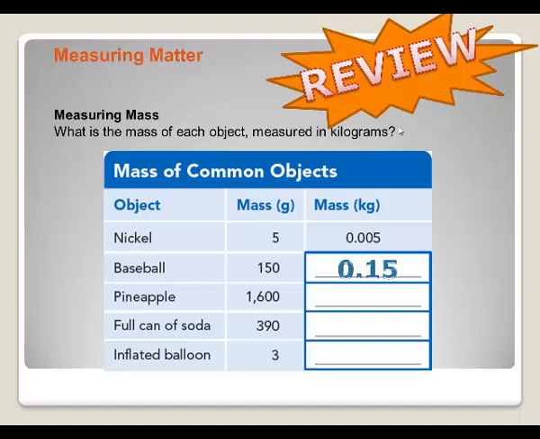Let's go down to pineapple. Give pineapple, a full can of soda, and an inflated balloon a try on your own. When looking at the pineapple, if it weighs 1,600 grams, I would move the decimal point 3 places to the left, which would give me 1.6 kilograms. The full can of soda 3 places to the left would give me 0.39 kilograms. And the inflated balloon 3 places to the left would be 0.003 kilograms.